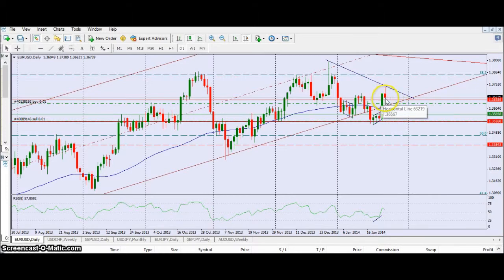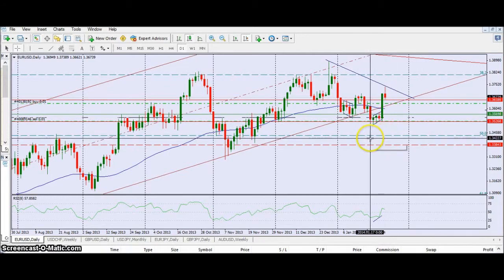I'll enter this sell on Monday morning from this level, and when I say this level, I mean this one. This is about 1.3658. My target is 1.3529, and this should be about 116 pips. Okay, it's not a bad idea for the start.